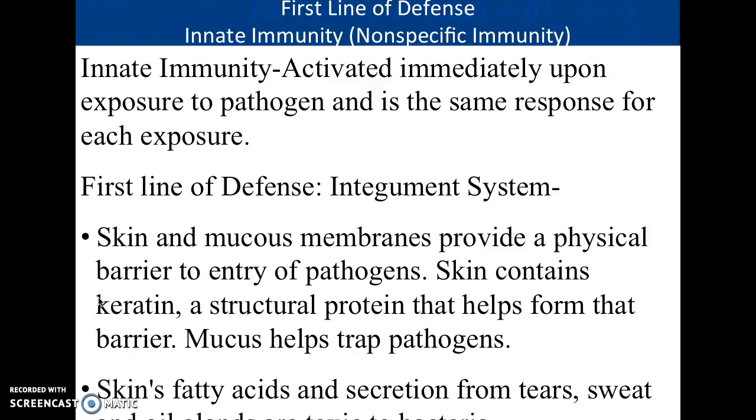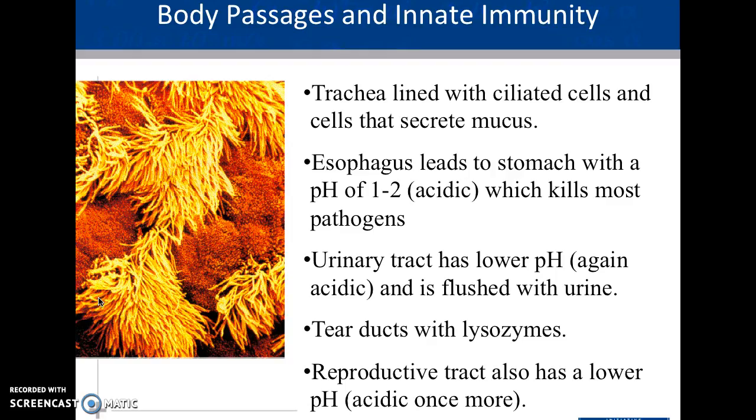The first line of defense is obviously the integumentary system, that is the skin and the mucus and the pores and secretions. Skin and mucous membranes provide a very physical barrier, and our secretions like tears, sweat, oil, wax are toxic to bacteria, will trap it on the surface and keep it from getting beneath the epidermis layer of the skin and therefore into our bodies.